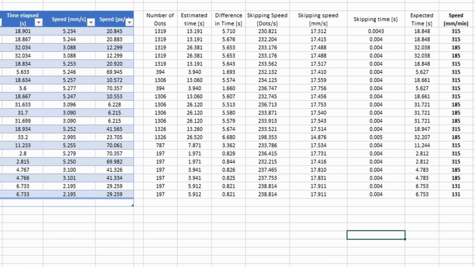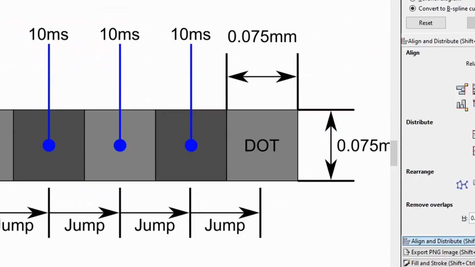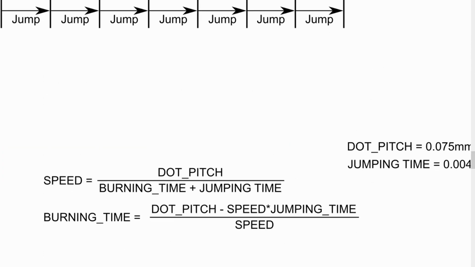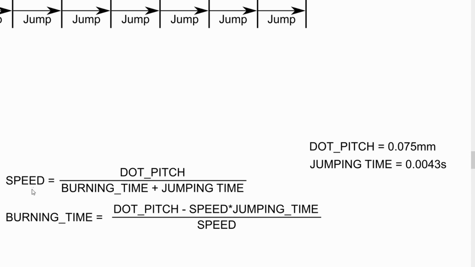At that point, you will see here again in Inkscape, I came up with two simple formulas, one the reverse of the other. You can see it over here. The speed, in millimeters per second, which you can easily convert into inches per second or inches per minute, is given by the dot pitch, the dimension of the dot, which as you can see here is 0.075, divided by the burning time, which is what you set in the application. However, this should be in seconds, so you divide the burning time by 1,000 plus the jumping time, which is 0.0043 second.